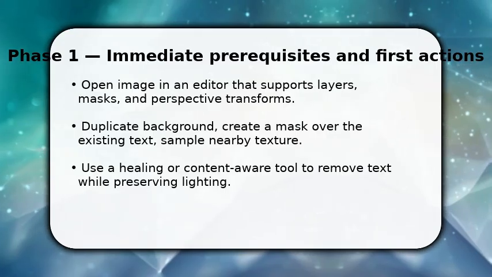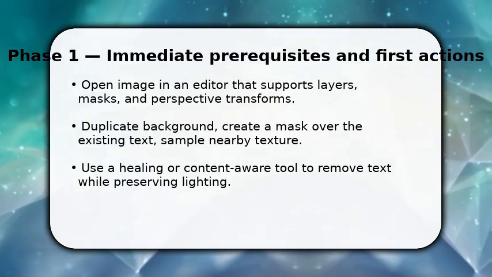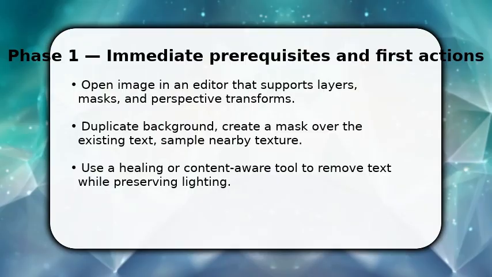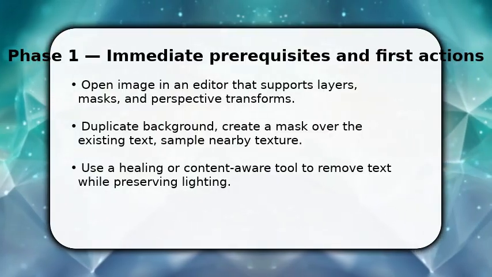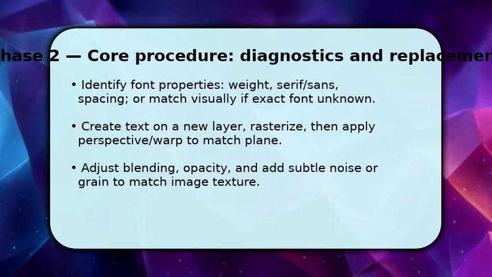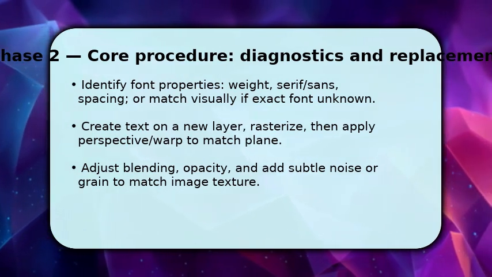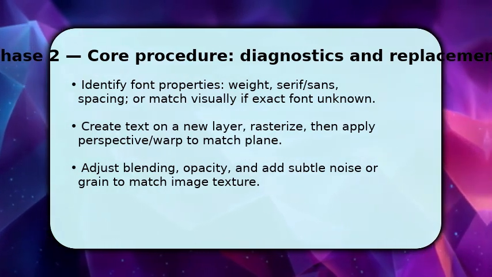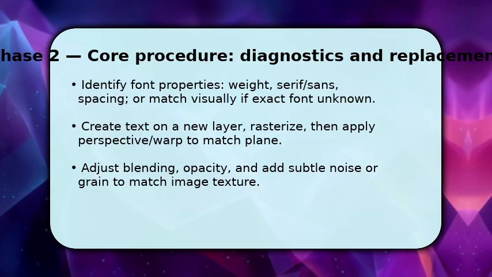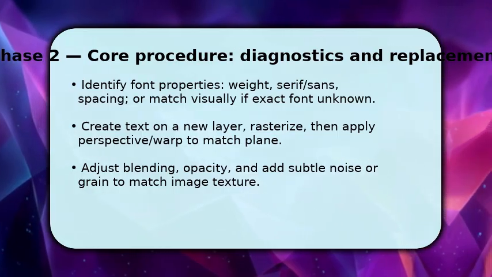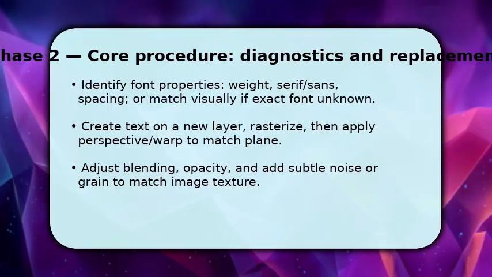This prevents halos. Make sure to preserve shadows and highlights, because matching those is how the new text will look natural in the scene. Next, recreate the text by matching its size, weight, and style. If you can't find the exact font, choose a close visual match.